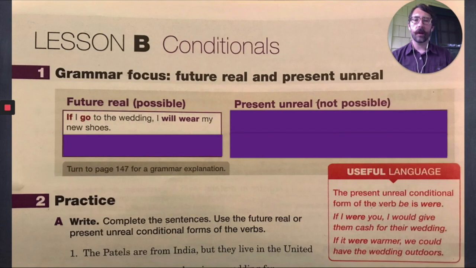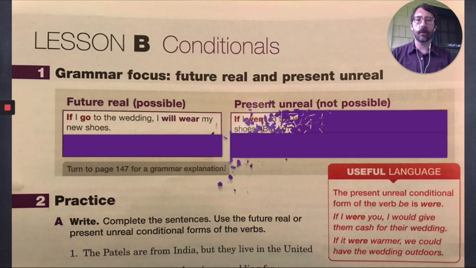If I go to the wedding, I will wear my new shoes, right? So, in this sentence, it's possible that she goes to the wedding. And if she does go to the wedding, she will wear her new shoes, right? We don't know if she's going to the wedding, but if she does, she's going to wear her new shoes. And you already see, you look at the verb in the if clause, I go, simple present, I will wear, future. Now let's compare that to our present unreal.